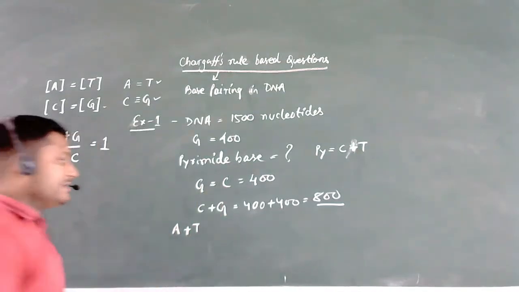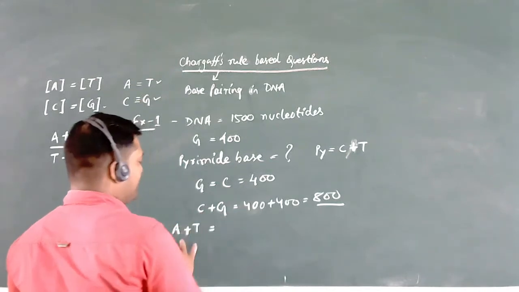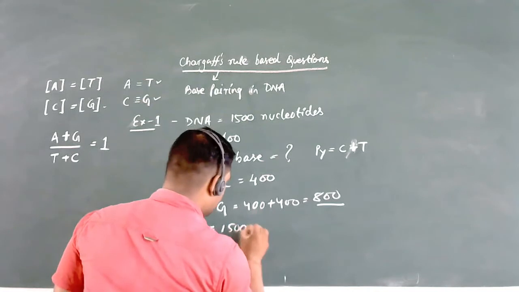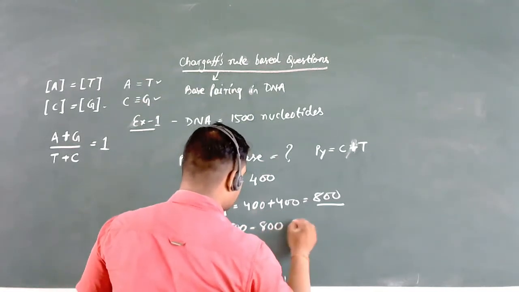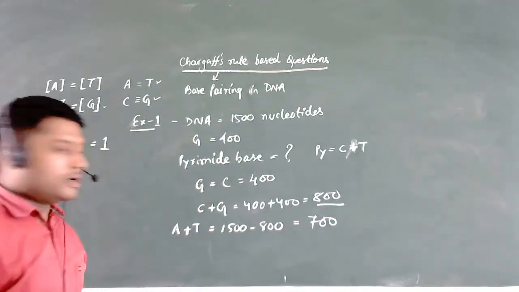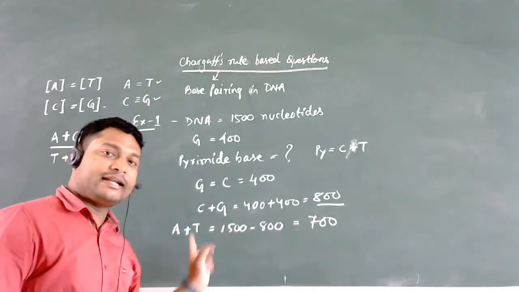So to find this value, very simple, what you have to do is remove the C plus G from the A plus T value. That is from 1500 minus this value of 800. So that is going to give rise to 700. So A plus T is going to be 700, adenine and thymine together.